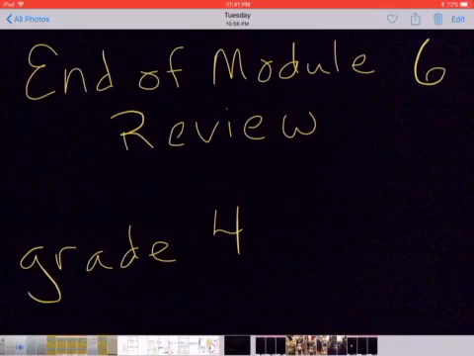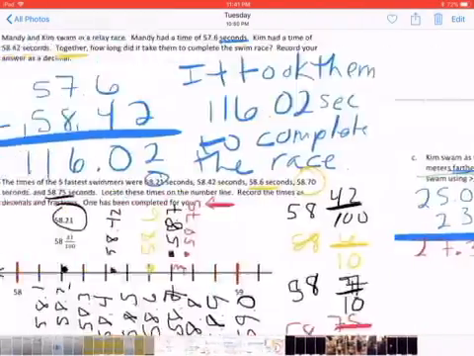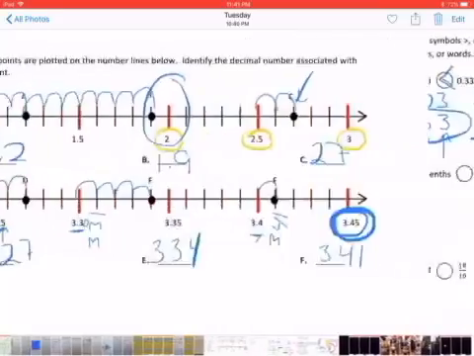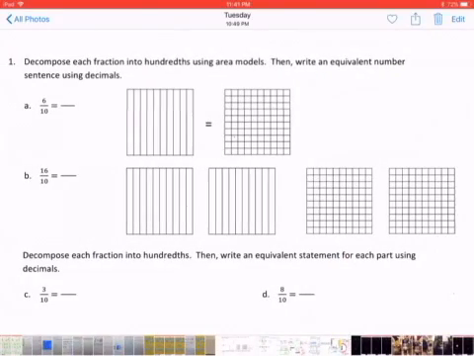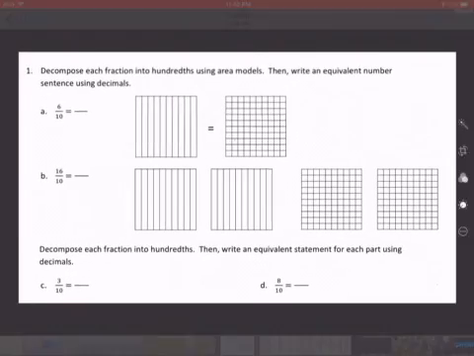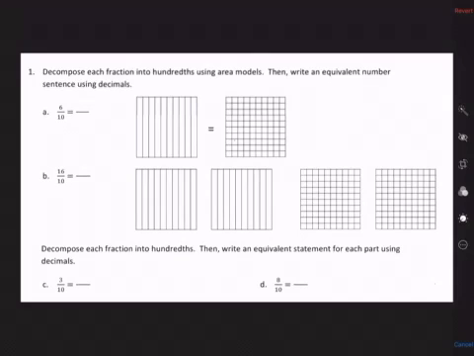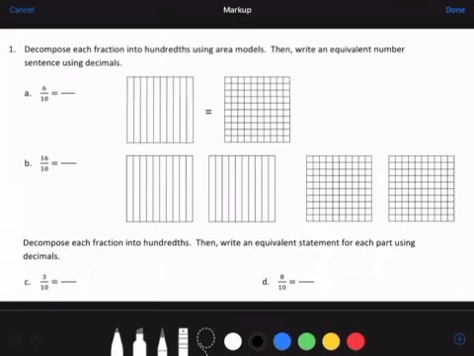End of Module 6 review, Grade 4, problem number 1. Decompose each fraction into hundredths using area models. Then write an equivalent number sentence using decimals. So one of the important parts here is that you remember to do it in fraction and decimal.